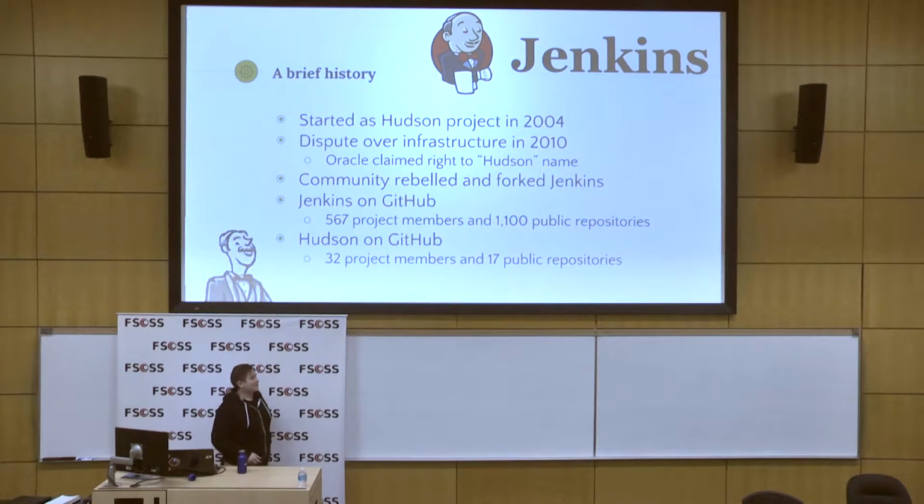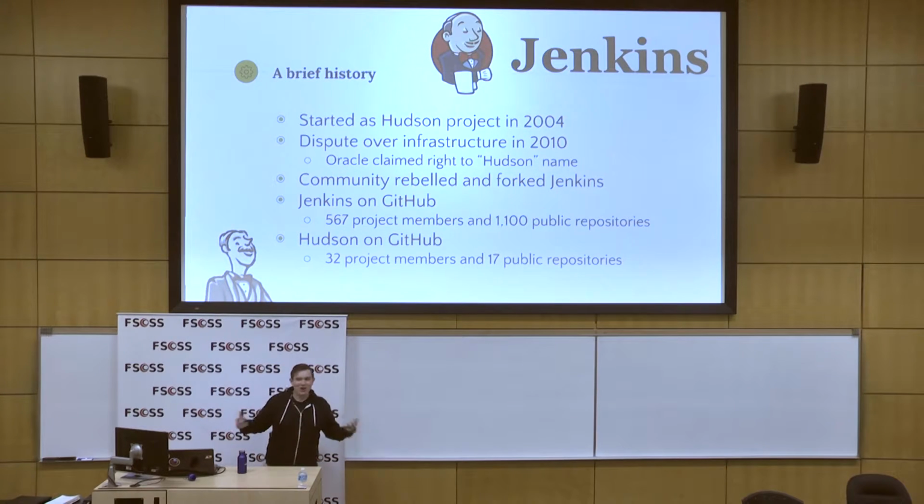Just a brief history. This is something really funny to me. Jenkins started off as the Hudson project in 2004 under Sun Microsystems. And after Oracle took over, there was a dispute over infrastructure in 2010. Oracle was claiming the rights to a lot of the technology. And so they had negotiations where Oracle gave up and relented on a lot of those rights. But one thing that stuck was they had to claim the right to the Hudson name.